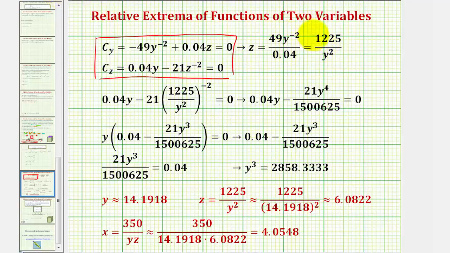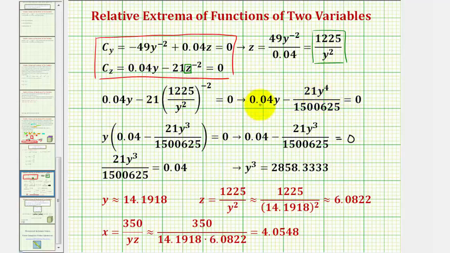Now that we know z is equal to this fraction, we can substitute this for z into the second equation here, which is what we see here. But notice how this is raised to the exponent of negative 2. So this would be 1,225 to the negative 2 divided by y to the negative 4. So we can take the reciprocal, which would give us y to the fourth divided by 1,500,625, and here's the 21.